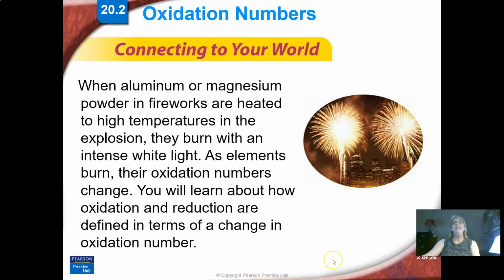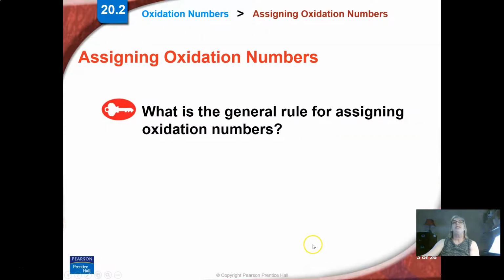Alright, so if you've ever seen 4th of July fireworks, oxidation is happening. So we're going to talk about redox again and figuring out the oxidation numbers. There are some rules for assigning oxidation numbers, so let's look at that.